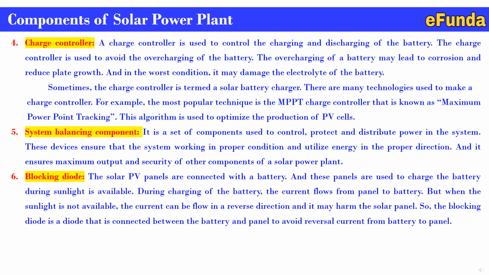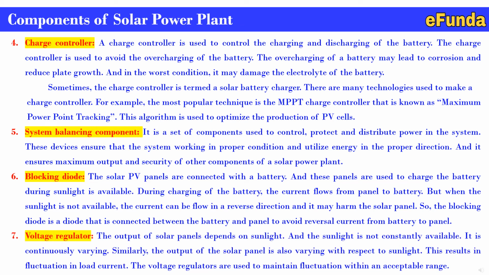Blocking diode. The solar PV panel is connected with a battery, and this panel is used to charge the battery when sunlight is available. During charging of the battery, the current flows from the panel to the battery, but when the sunlight is not available, the current can flow in a reverse direction and it may harm the solar panel. So the blocking diode is a diode that is connected between the battery and the panel to avoid a reversal current from battery to panel.